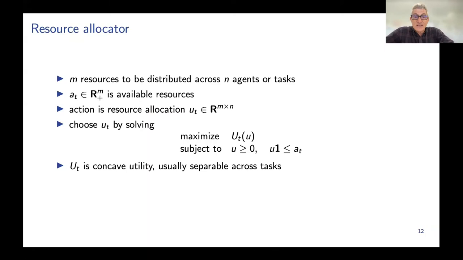Okay, and we're going to solve it by maximizing some kind of utility, which is a concave function. And usually it's separable across tasks, but it certainly doesn't have to be. And then subject to the fact that these allocations are non-negative. And this says that they add up. If you look at the total resources you are using, that's U1, that vector is less than a_t. That's a vector of what is available at time t. And that could be varying as well.